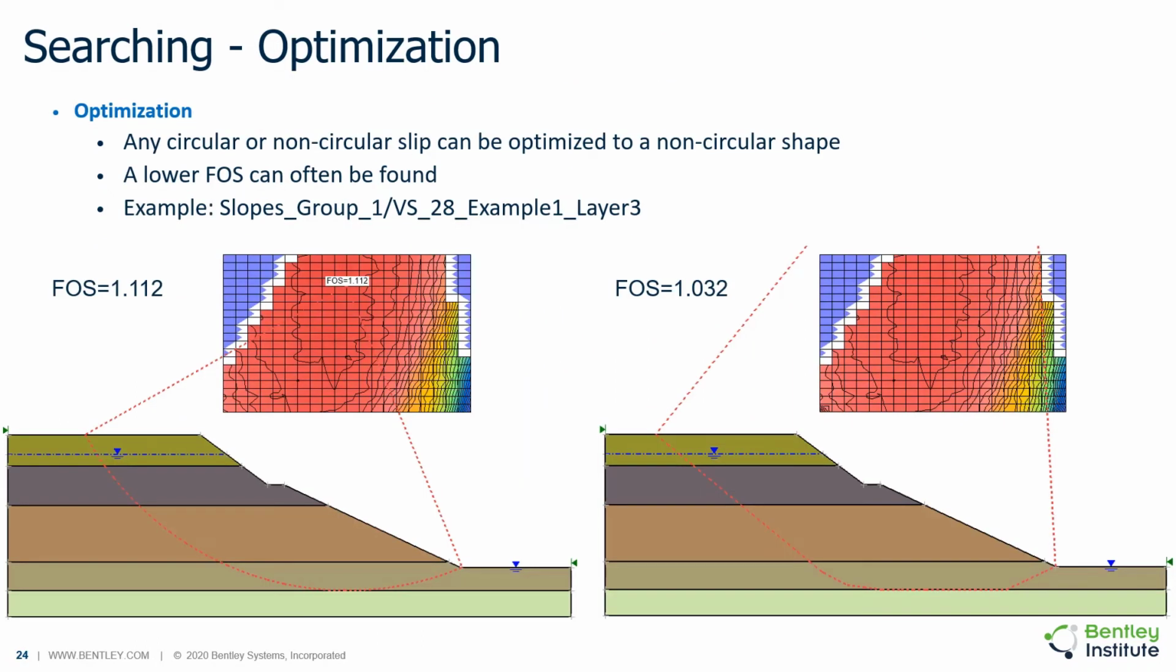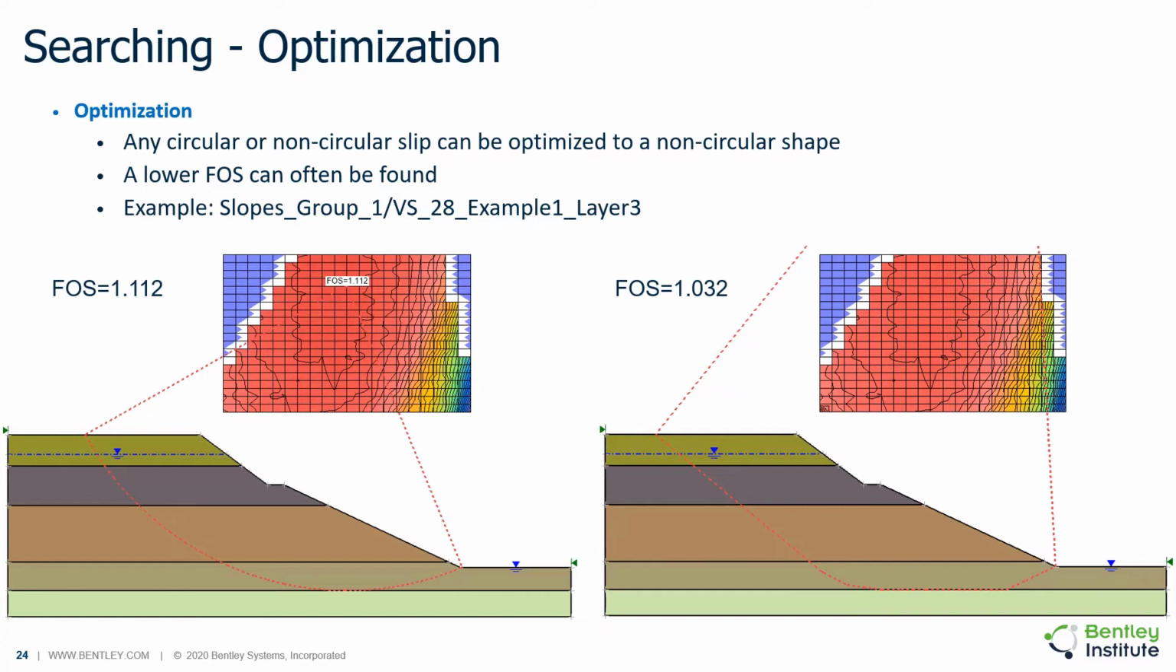Optimization can also be added in the software to any circular or non-circular searching method. The optimization is based on the Greco method and takes an existing slip surface and subdivides it into line segments. Each vertex in the line segments is varied to see if a lower factor of safety can be obtained.